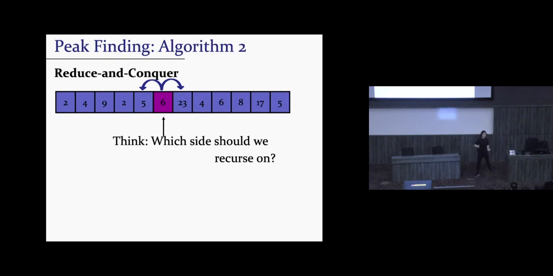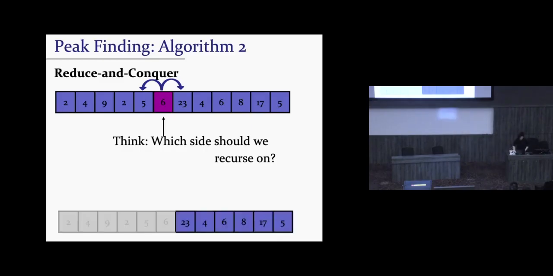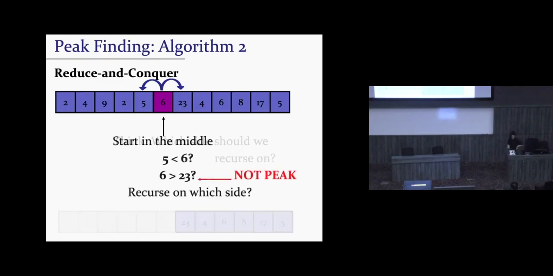Which side should we recurse on? The left side? It's kind of unintuitive to say left, but the left side or the right side? The right side, right? Because if you think about it, the idea is the following. We know 23 is larger, right? So it might be more likely to find a peak on the right side than on the left side. We'll justify this formally later on.